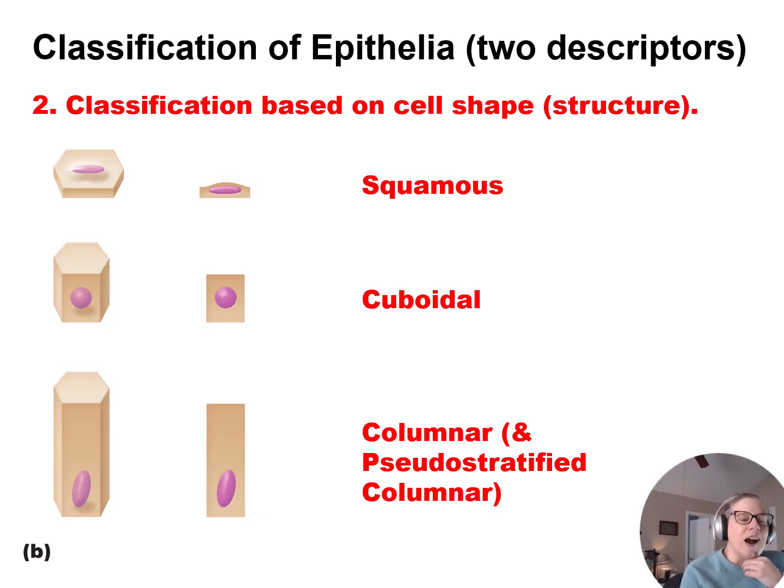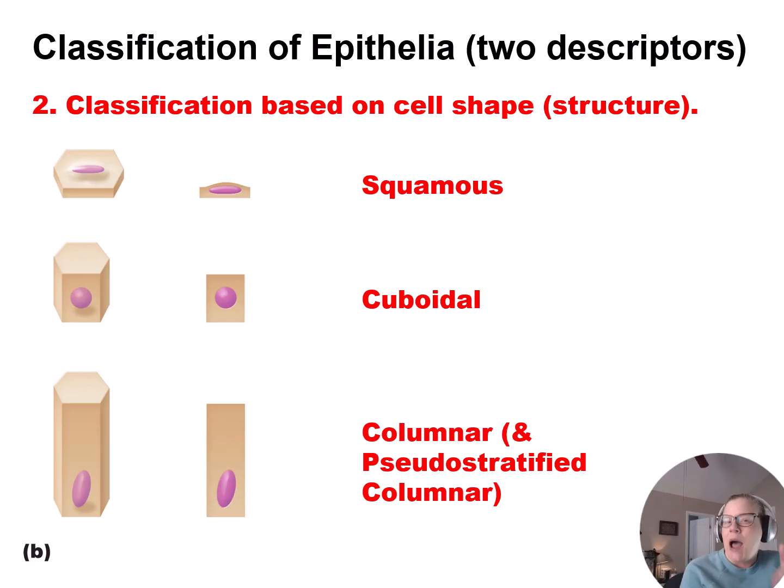Cuboidal cells aren't perfect cube-shaped cells. However, they are approximately as wide as they are tall. Cuboidal cells are really easy to spot because they have very round, perfectly round nuclei. Lastly, we've got columnar cells and another category that's similar called pseudostratified columnar. And these cells are approximately column-shaped, meaning they're much taller than they are wide. And columnar and pseudostratified columnar cells have elongated nuclei.